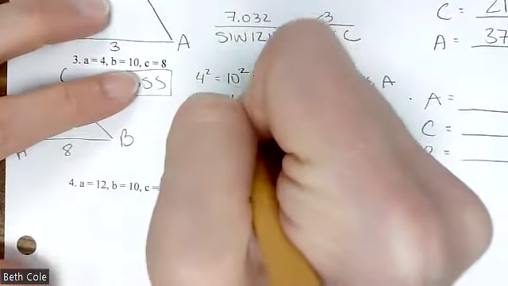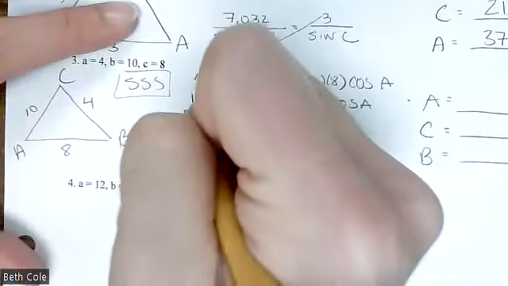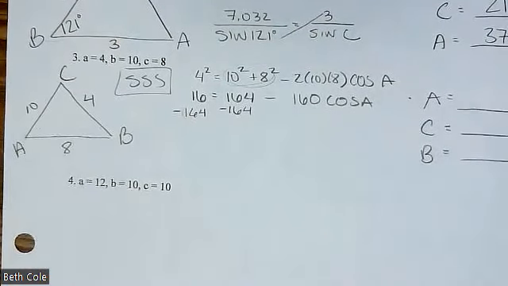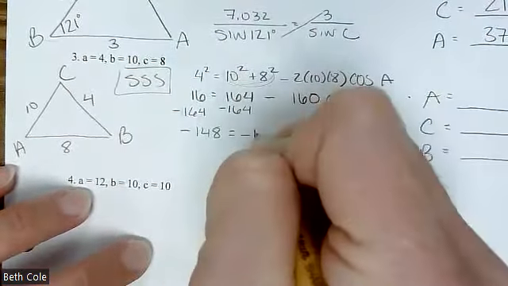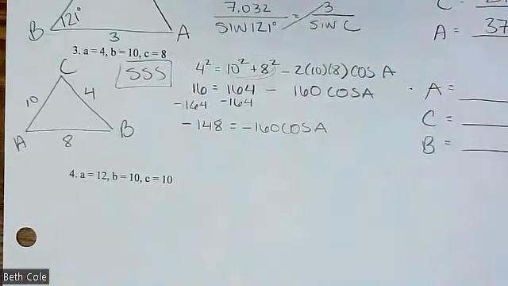Instead, what you have to do is subtract the 164 to the other side. Don't put those together. You're going to subtract it over. And it'll end up being negative. It'll work out that way every time. I got negative 148 equals negative 160 cosine A. They will both be negative every time. And that's okay because negatives cancel out.